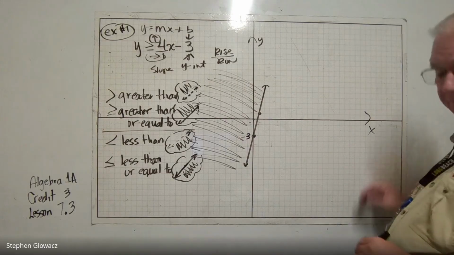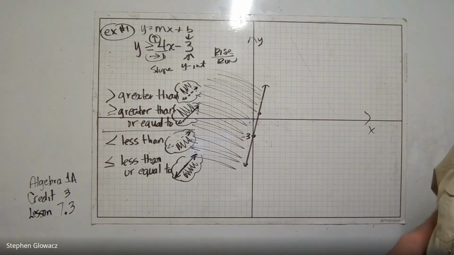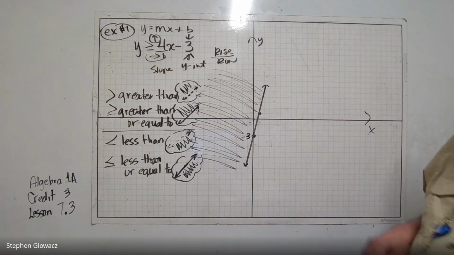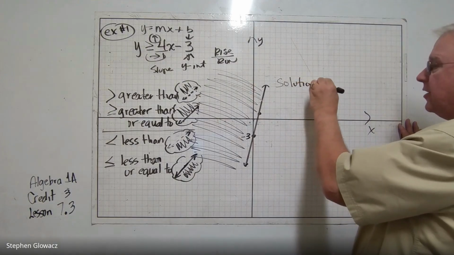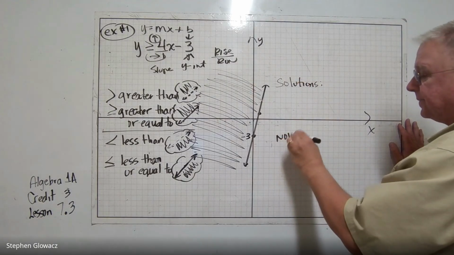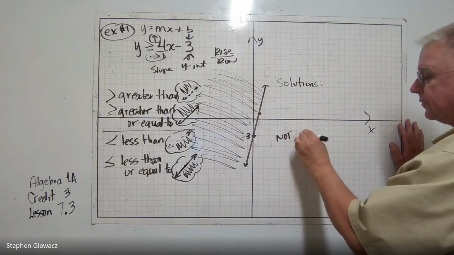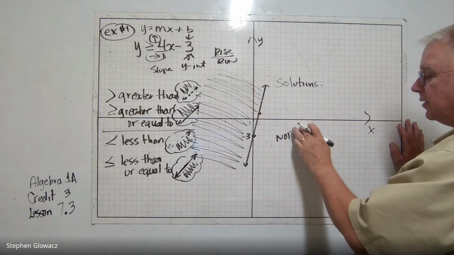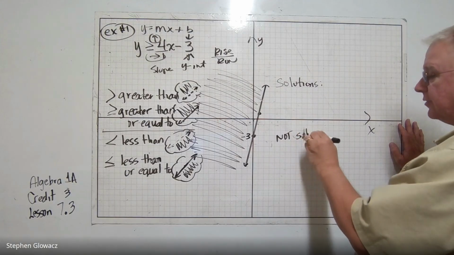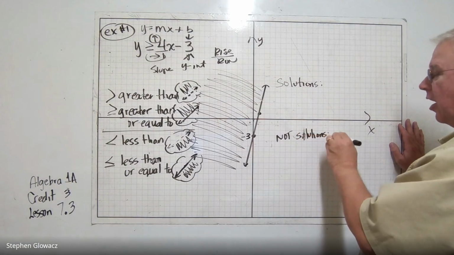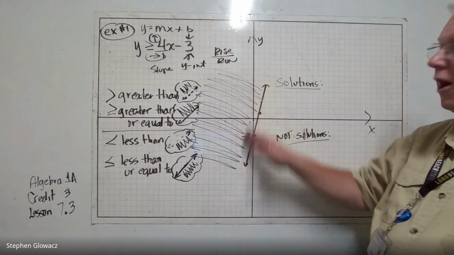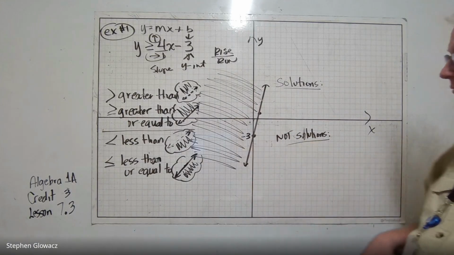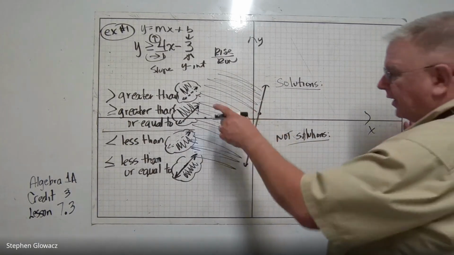Now, the other thing that they're going to ask you for is they want us to give 2 ordered pairs that are solutions and 2 ordered pairs that are not solutions. All right, so points that are solutions would be anything on the line or in the shaded region. Well, let's be safe. We'll just pick points in the shaded region.